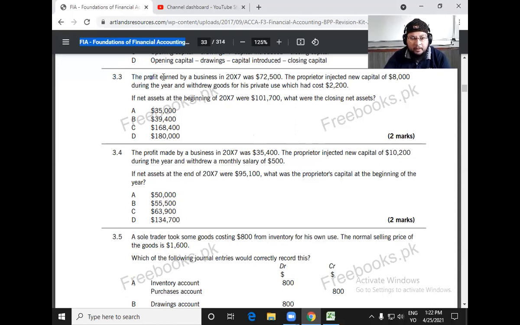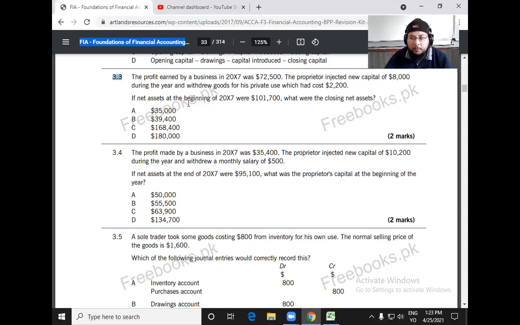Question number 3.3 says the profit earned by a business in 2007 was $72,500. The proprietor injected new capital of $8,000 during the year and withdrew goods for his private use, which had a cost of $2,200. If the net assets at the beginning of 2007 were $101,700, what were the closing net assets?